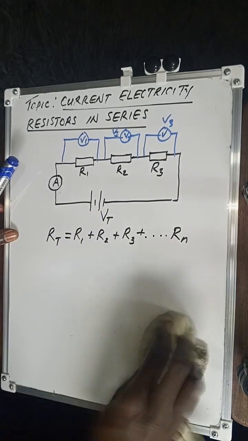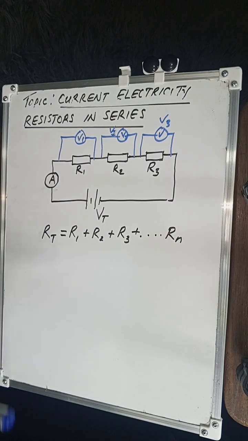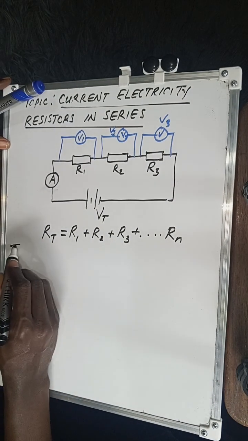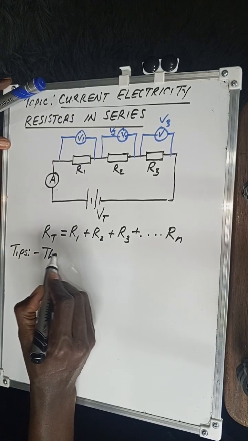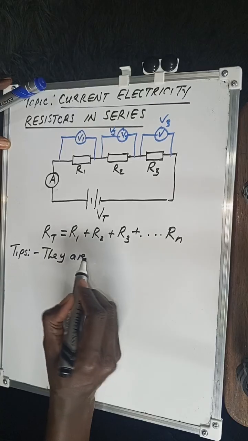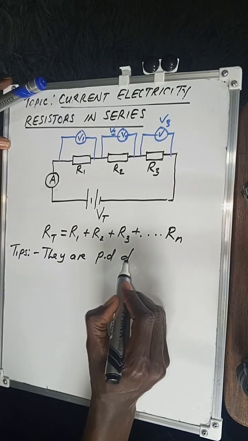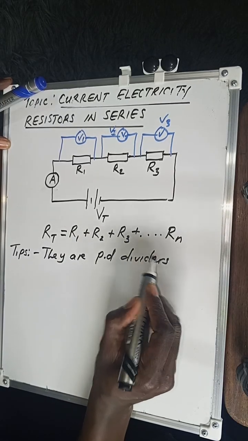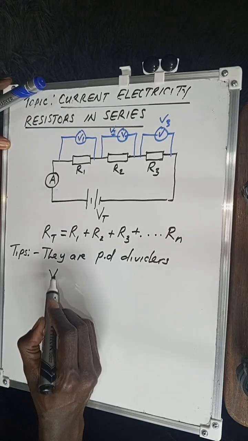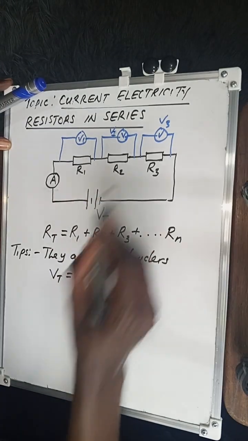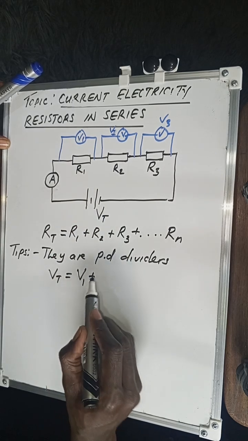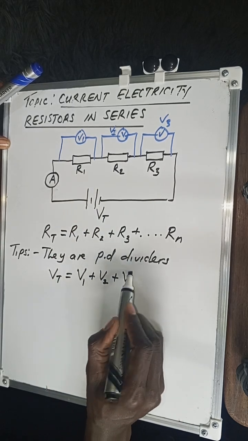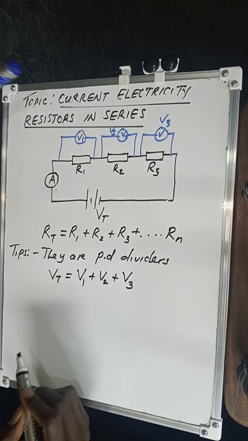So let me just write it on top there. The tip there is that they are PD, potential dividers. Meaning the potential difference from the source is divided among the resistors. So to get the total voltage, it's V1 plus V2 plus V3. That's what we mean there.